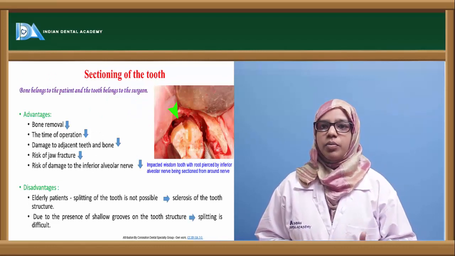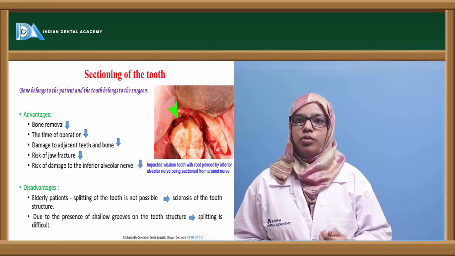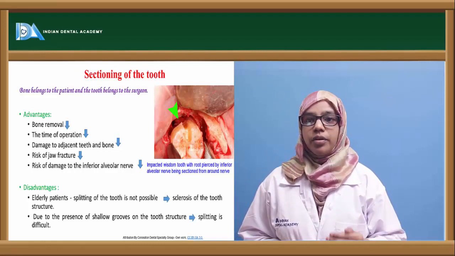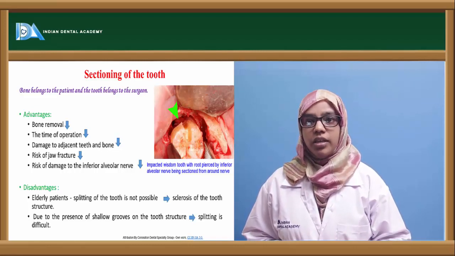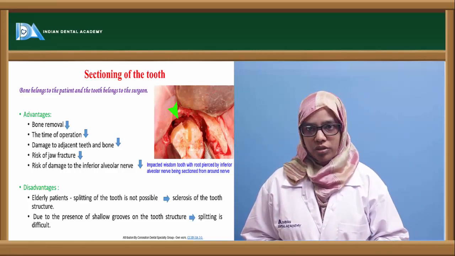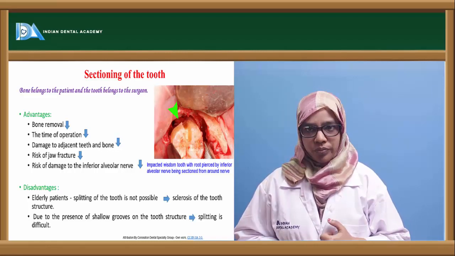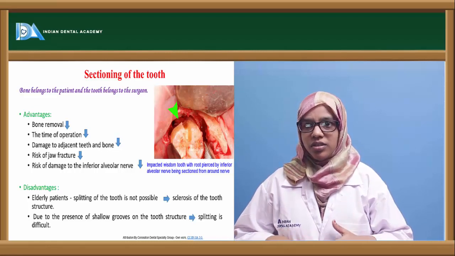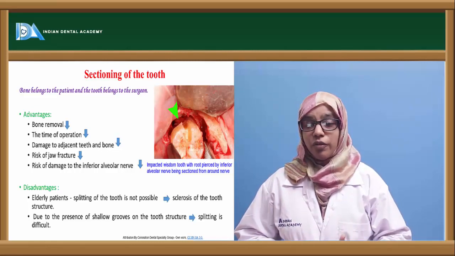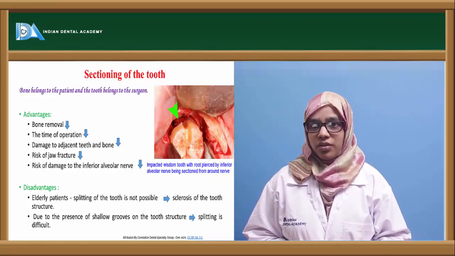Now always keep in mind that the bone belongs to the patient and the tooth belongs to the surgeon. Avoid bone guttering. Section the tooth and remove it. Make it more comfortable for the patient. The advantage is that if you section it, you do not trim the bone. The time is decreased. The damage to the adjacent tooth is decreased. Okay, the risk of fracturing the jaw is decreased. The risk of damaging the inferior alveolar nerve is decreased. But it has its own disadvantage.